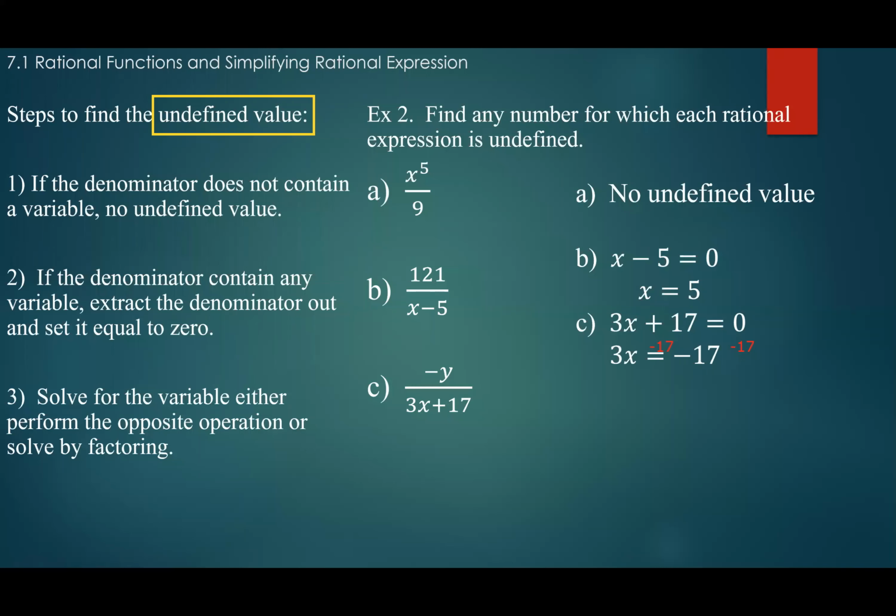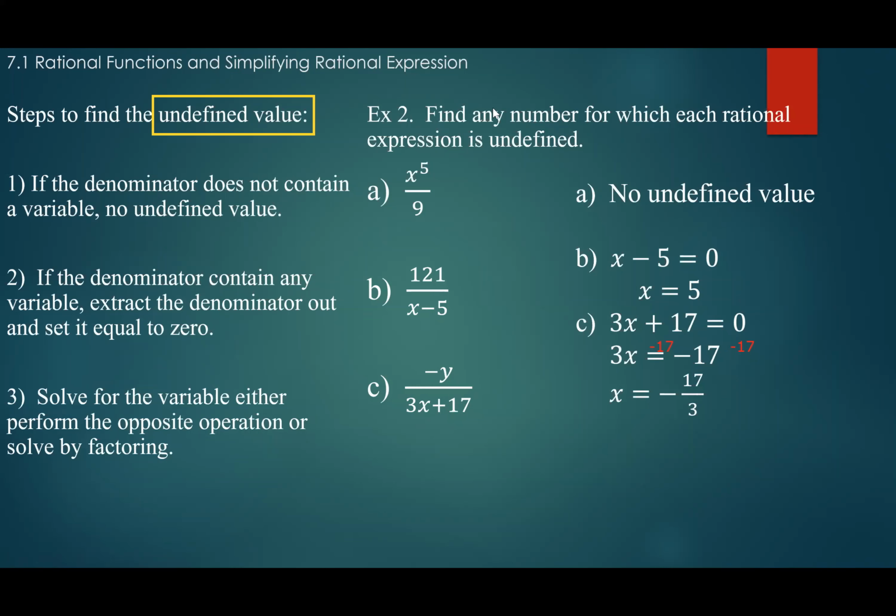And now how do I get rid of the 3? You tell me that we need to divide by 3. If I divide by 3 on both sides, I have negative 17 over 3. And that's my answer. My answer meaning if I plug this number in here, the denominator will be equal to 0, and if the denominator is equal to 0, the whole thing is undefined.